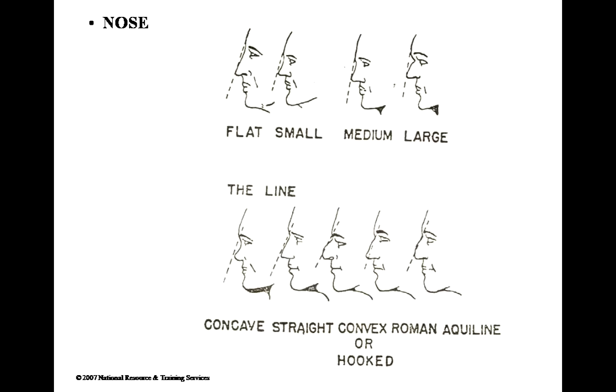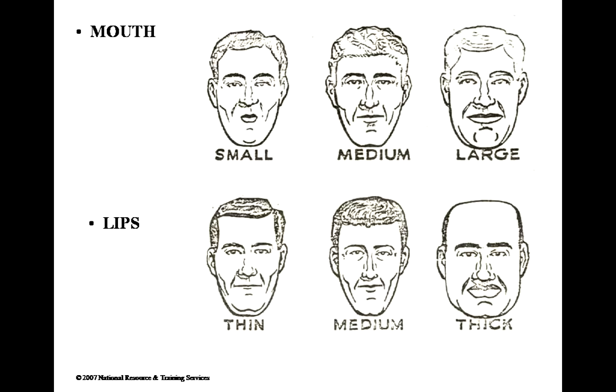When describing noses, follow the examples that you see here. Flat, small, medium, large. And the line: is the nose concave, straight, convex or hooked, Roman, aquiline. A person's mouth: small, medium, or large, as shown in the examples here. The lips: thin, medium, or thick.